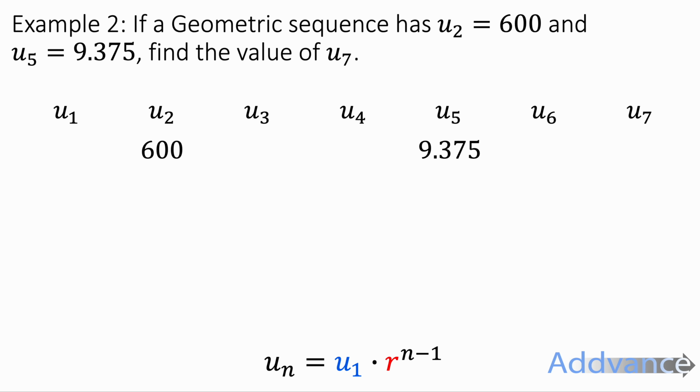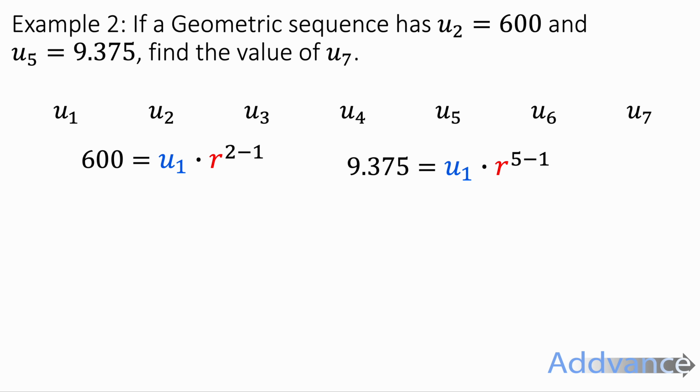u2 is 600 and u5 is 9.375. And so using the expression for the nth term, I can find these equations here. All I've done is replaced n with 2 and n with 5 because it's the second term and it's the fifth term.